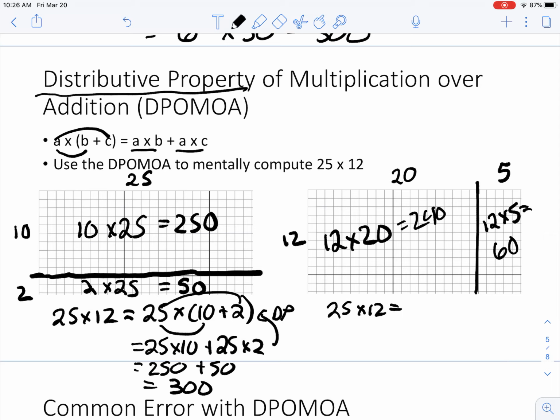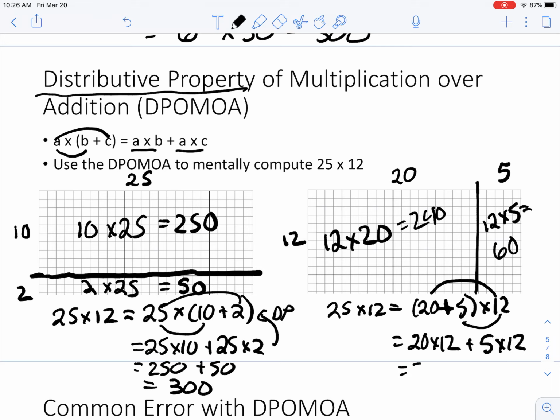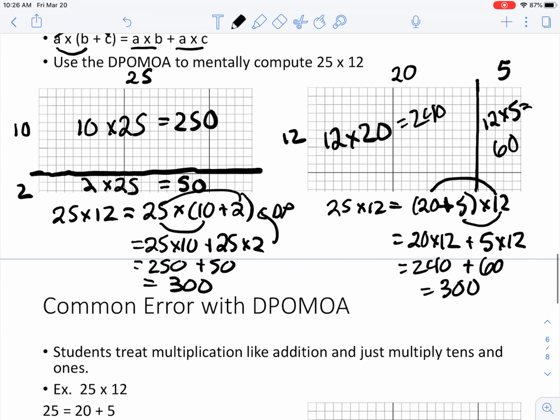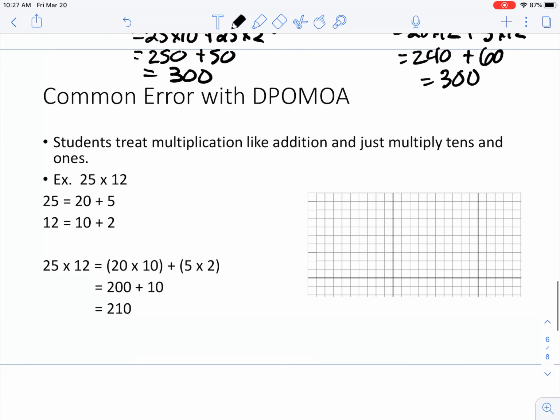We can do 25 times 12 is the same as 20 plus 5 times 12, and we can distribute from the right. We don't have to only distribute from the left. So that's going to give us 20 times 12 and 5 times 12, which will have 240 plus 60 is 300.